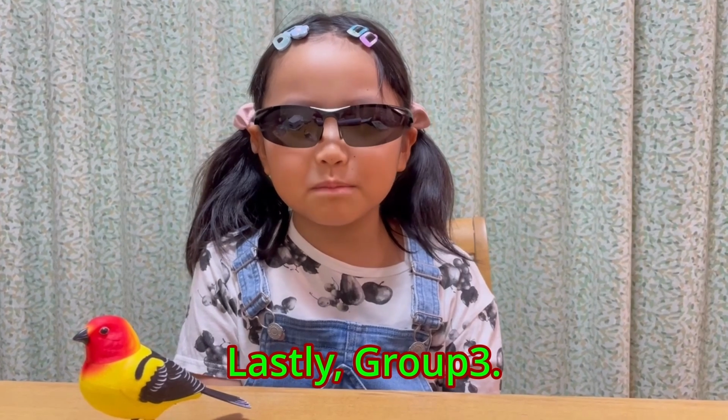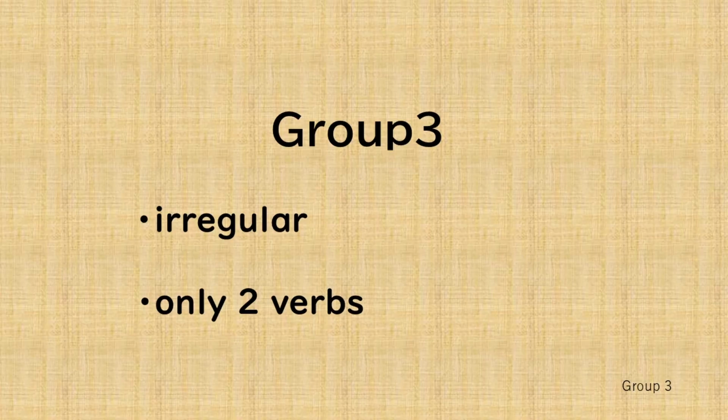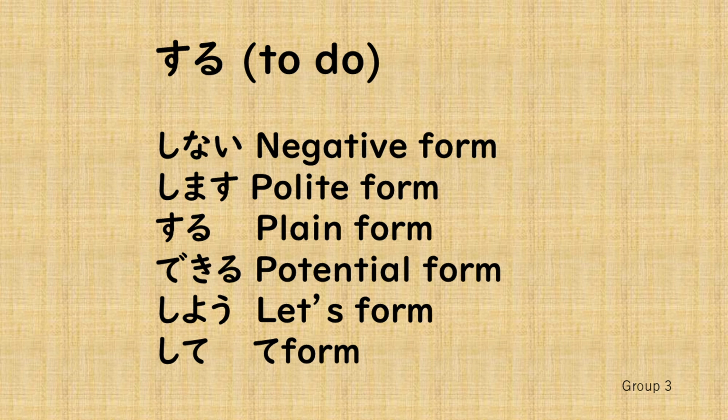最後はグループ3です。 Let's move on to Group 3. Group 3 includes verbs that conjugate irregularly, but it only has 2 verbs. Simply memorize all the verb conjugations of Group 3. The first one is する.